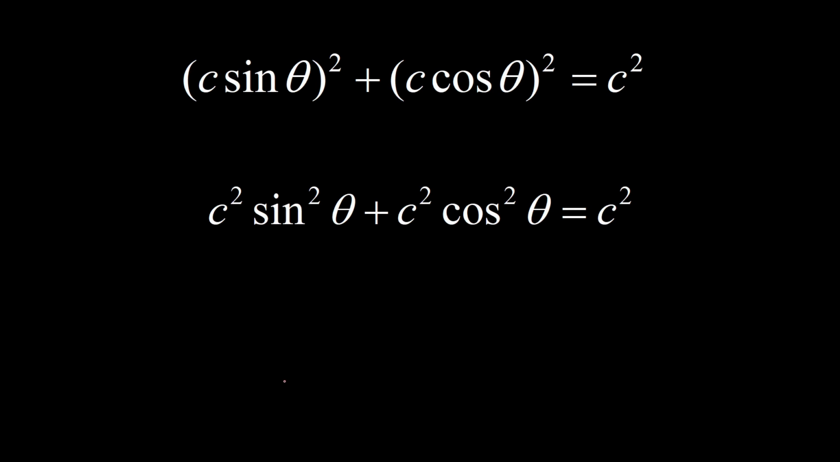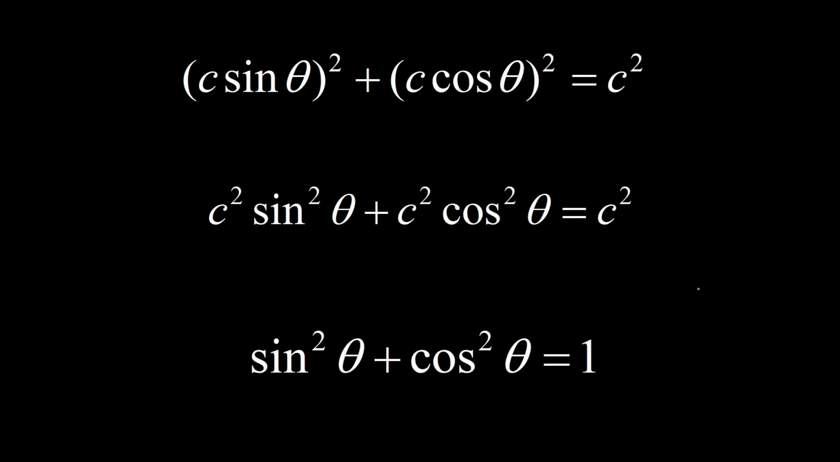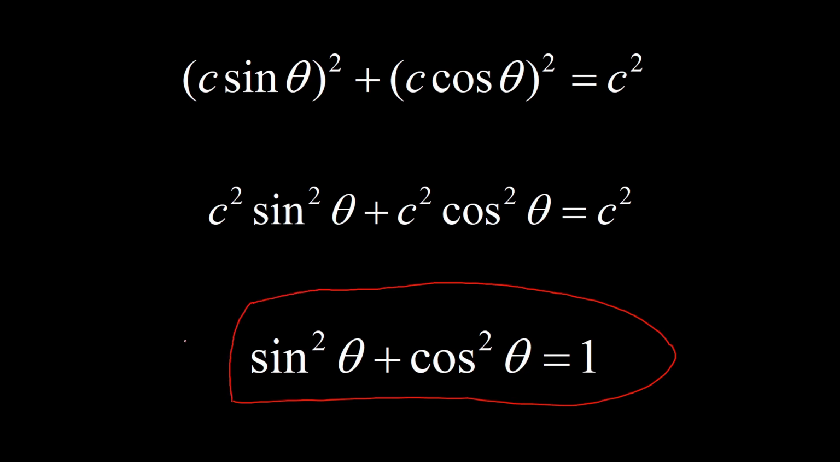Now, what's cool about this is if we divide everything by C squared, we get this hugely important relationship. I can't tell you how many times I've used this. It's very common. It's called a Pythagorean identity. Now, there's actually 3 Pythagorean identities altogether, and we'll talk about the other 2 more into the future. But this one is huge.